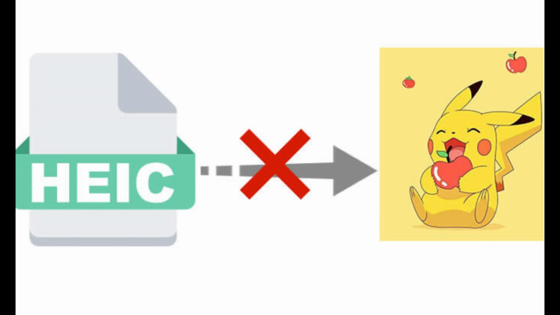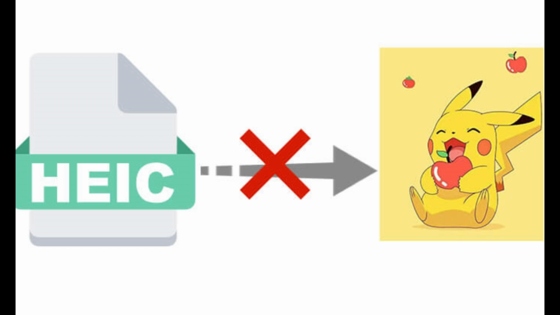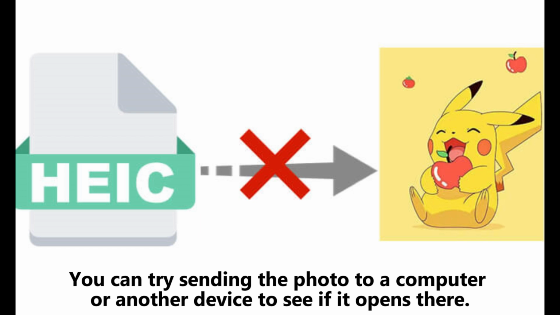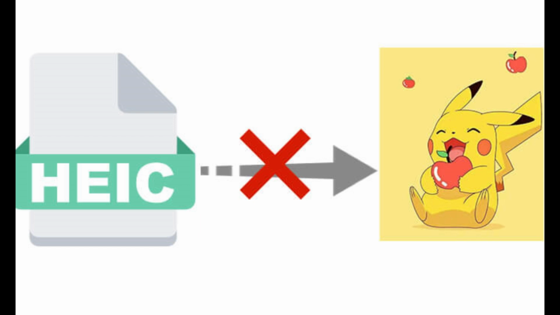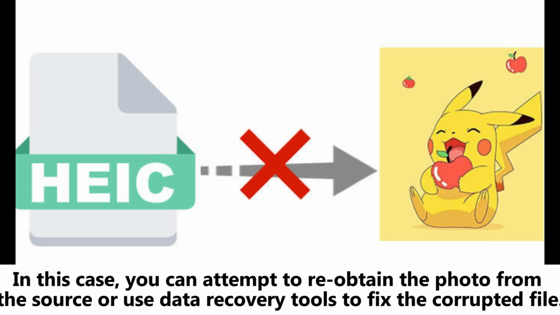Fix 7. Check if the photo file is corrupted. If the HEIC image is still not opening on iPhone, the last step is to check if the file itself is corrupted. You can try sending the photo to a computer or another device to see if it opens there. If the file won't open on other devices either, it may be damaged. In this case, you can attempt to re-obtain the photo from the source or use data recovery tools to fix the corrupted file.